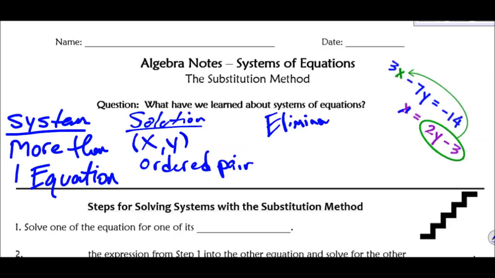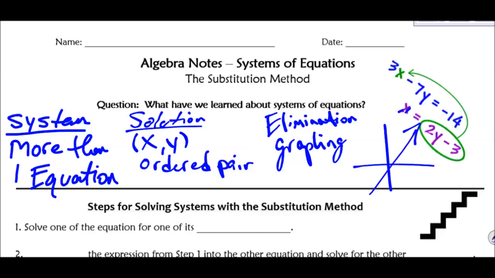We can use elimination, or we can use graphing. Graphing is the visual one. You can just see it directly on the coordinate plane. The point where the lines intersect is the solution to the system of equations. Using elimination, we find a value for x and a value for y. That also represents the same thing. It's just an ordered pair where these two lines hit each other.